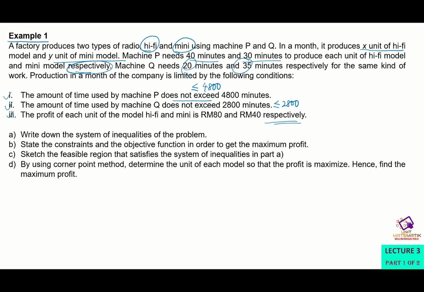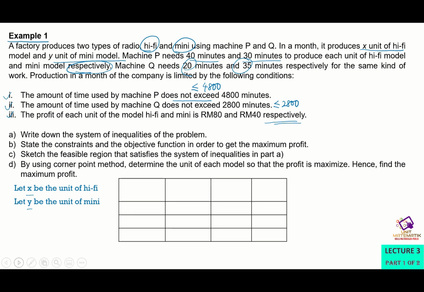So student, to be easy and systematic, what you need to do is you need to put all the information in the table. So you need to draw table. And first thing first, what we need to do? We need to identify your variable. Please remember the step. First step, we need to identify the variable. What are the variable? So now let X be the unit of hi-fi and let Y be the unit of mini. Okay, and then draw your table.